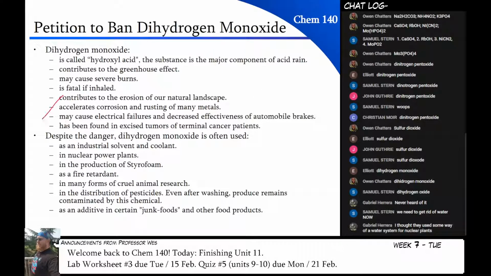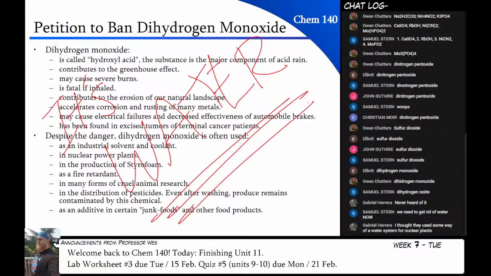And why is it everywhere? Because it's water. Right? Yeah, it's everywhere. Water's everywhere. Yeah, you'll drown if you breathe water. Don't do that. Yeah, if you wash produce, it will still be contaminated with dihydrogen monoxide. Of course it will, right?